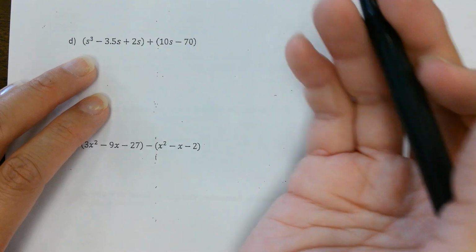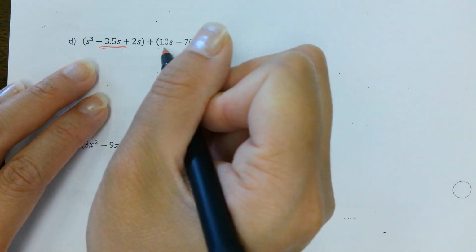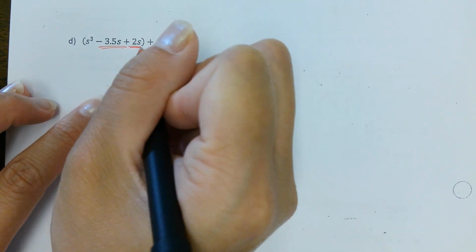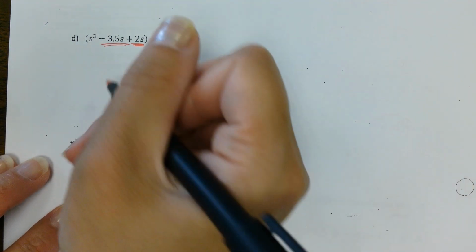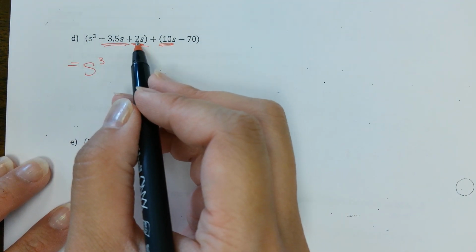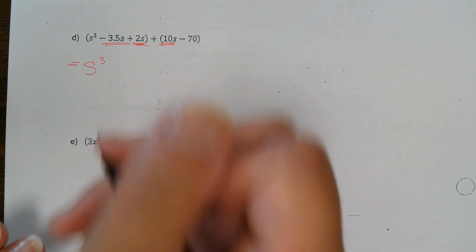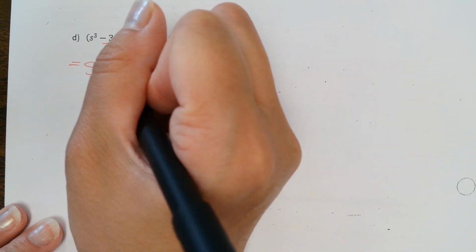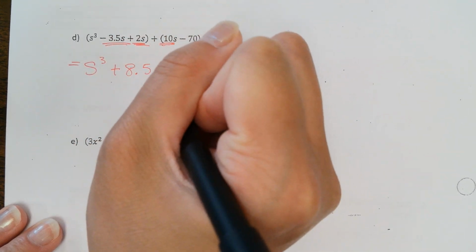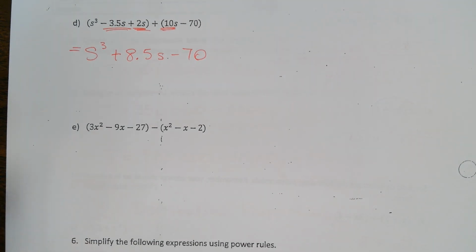So this one right here, you're just grouping like terms. So the S goes with the S, goes with the S. So all three of those can go together. So S cubed, negative 3.5 plus 2 plus 10. What's that? 9.5? Huh? 8.5? Thank you. Plus 8.5S minus 70. Okay, so you can see it's like A, B, C, S, T, X, Y. It's just a variable. Okay.